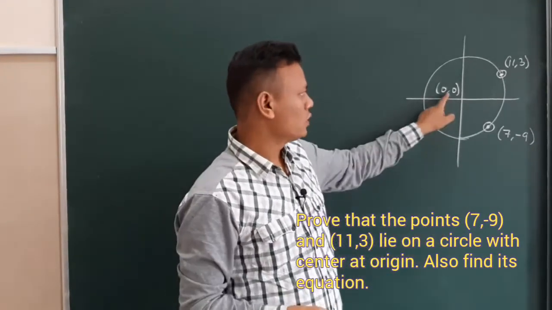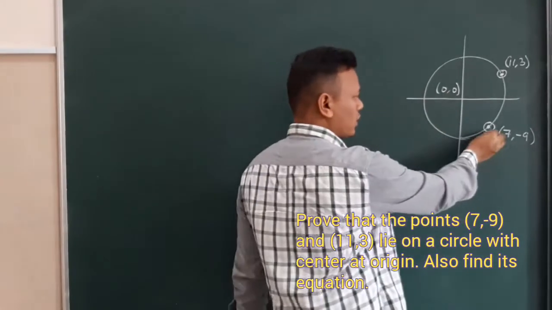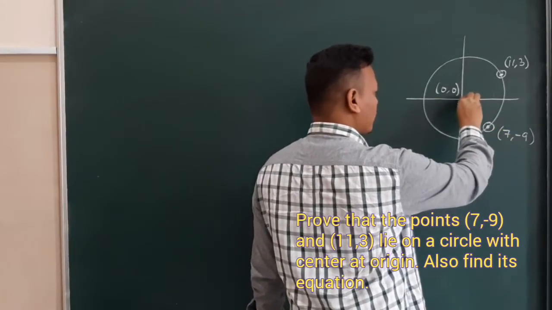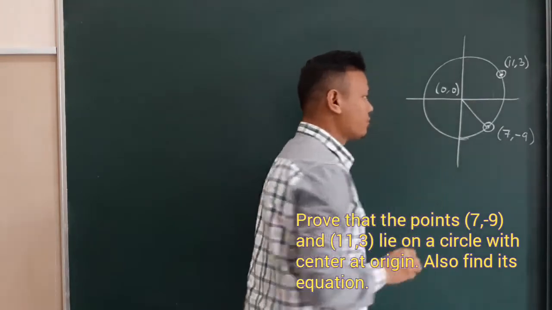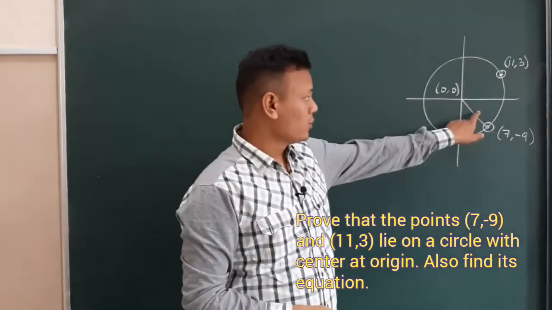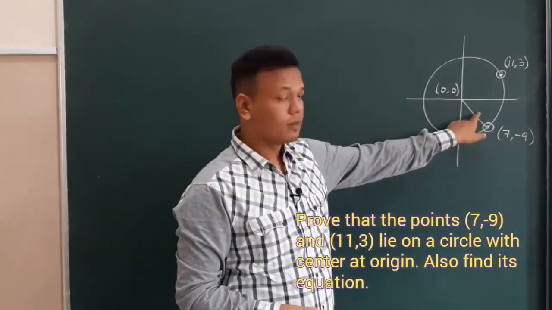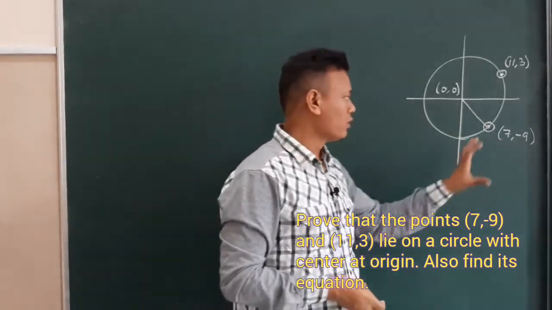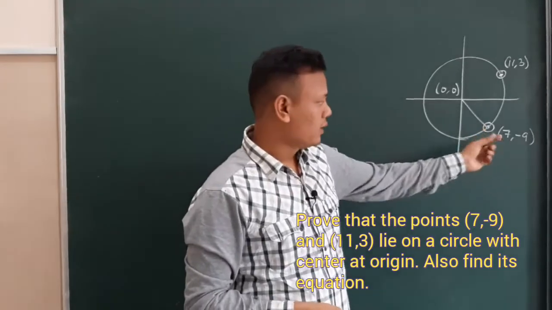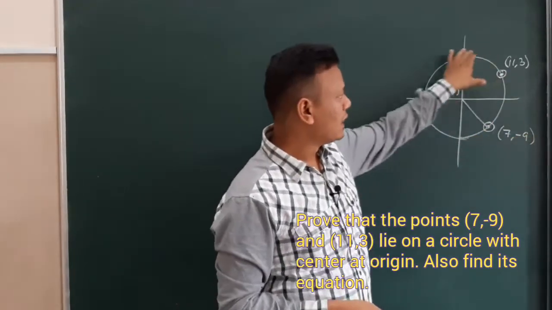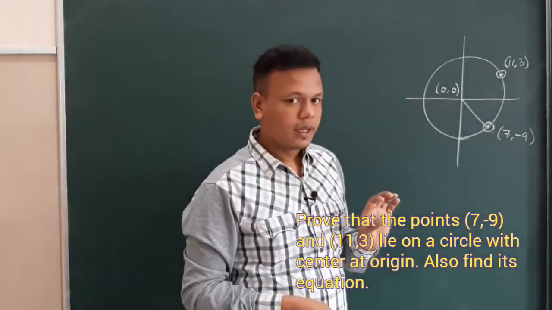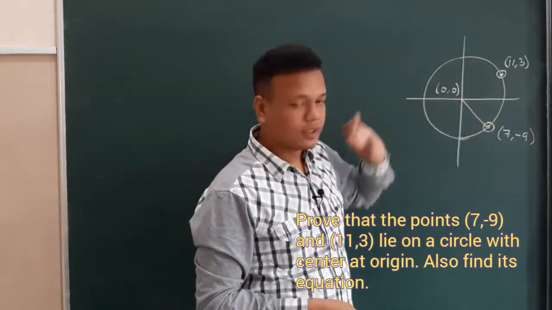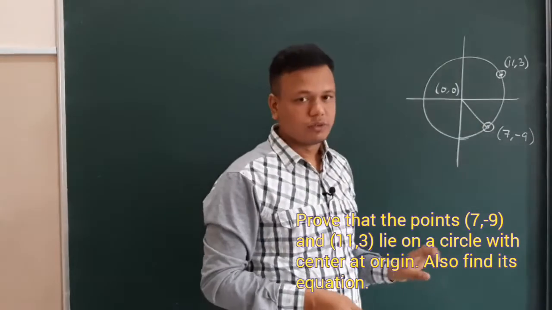And if we know this, then obviously take any point. For example, I'm taking this point for now. So if I join these two, then the distance between these two gives me the radius. Okay, so how to proceed? I'm just going to tell you here. We'll assume that 7 comma minus 9 lies on the circle. And after assuming that, we'll find what is the radius and we'll find what is the equation.